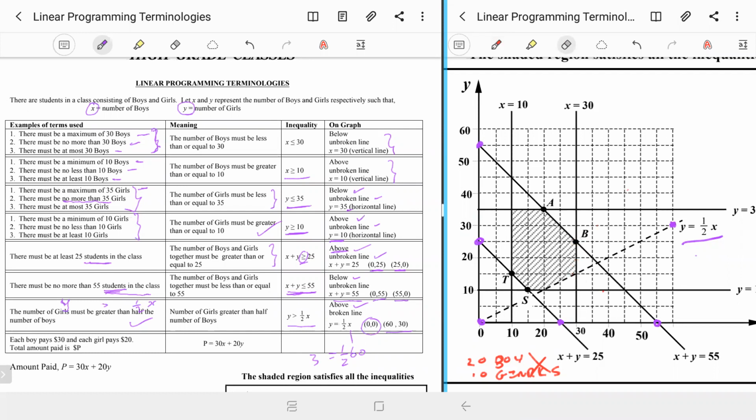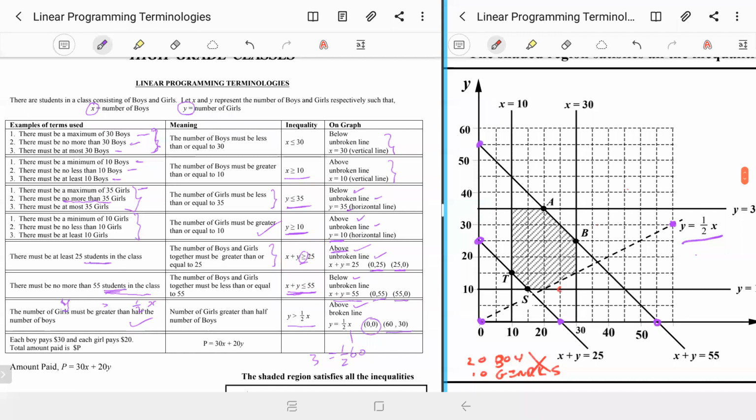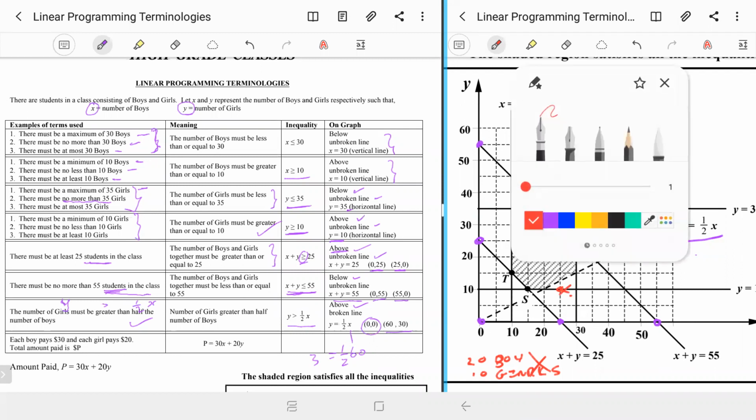All right. Now let's get into the maximum or minimum. So now that we have the shaded region, it means that you can operate the number of boys and girls anywhere inside here. So for example, as I said, you cannot have this point. This point is not valid right here. We have 15 boys and 10 girls. It is outside the region. Can't use that point. This point is not a valid point.